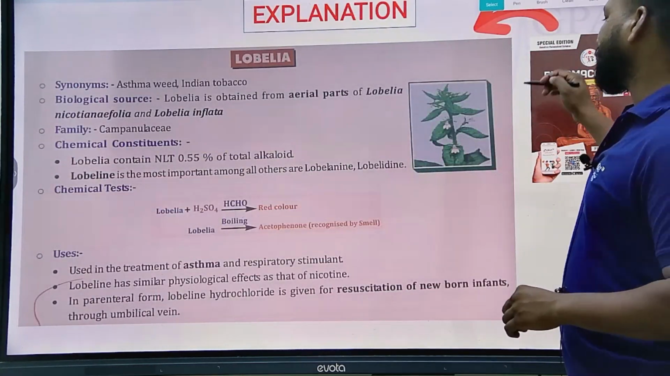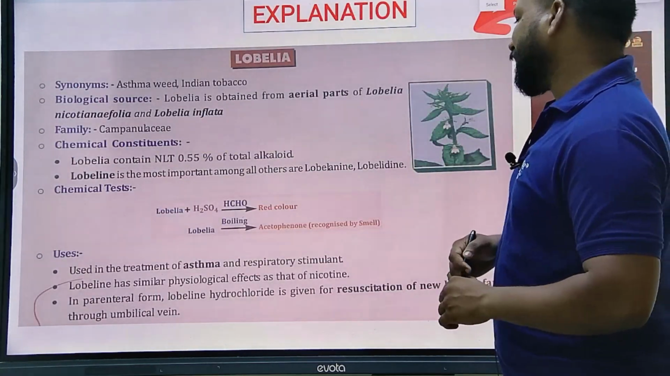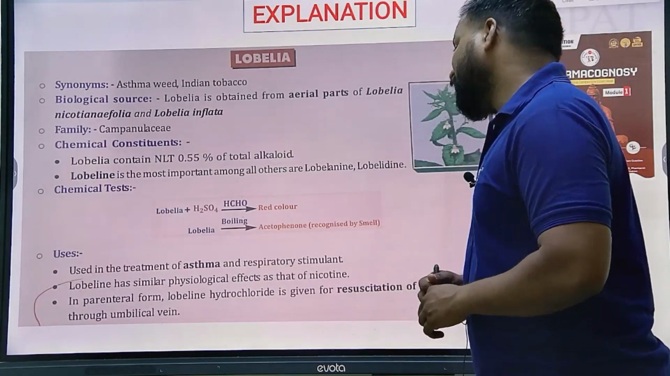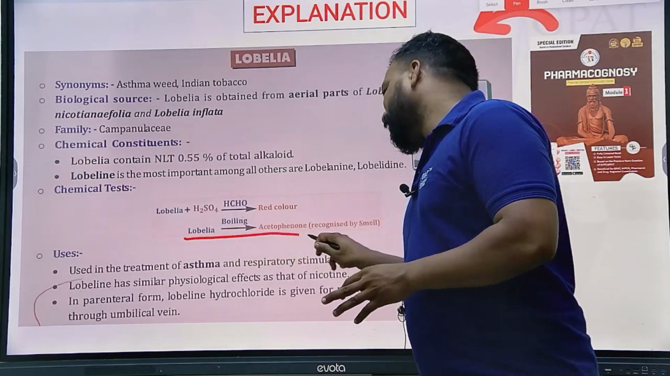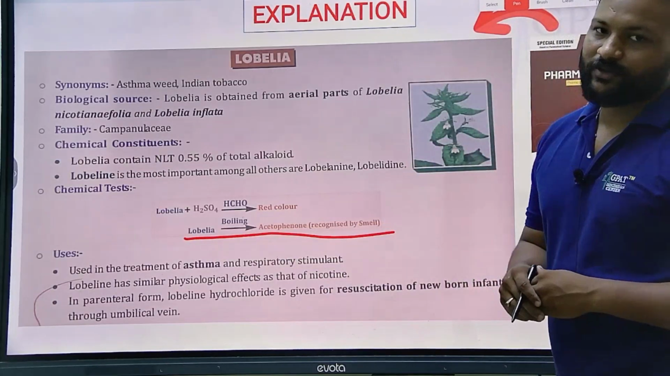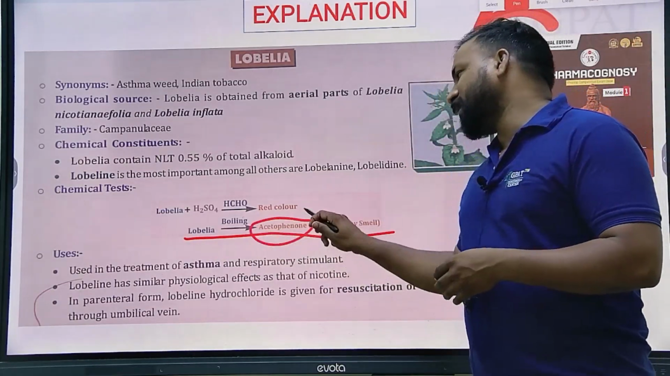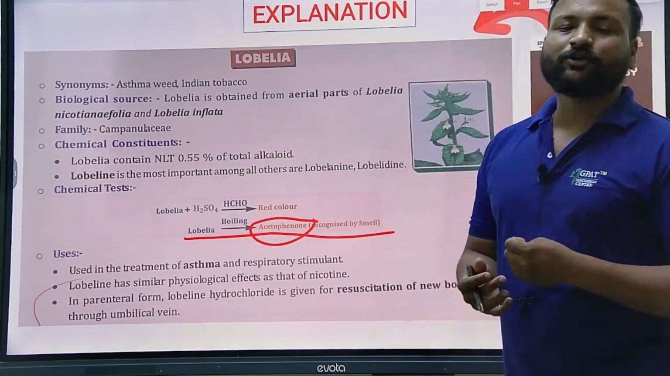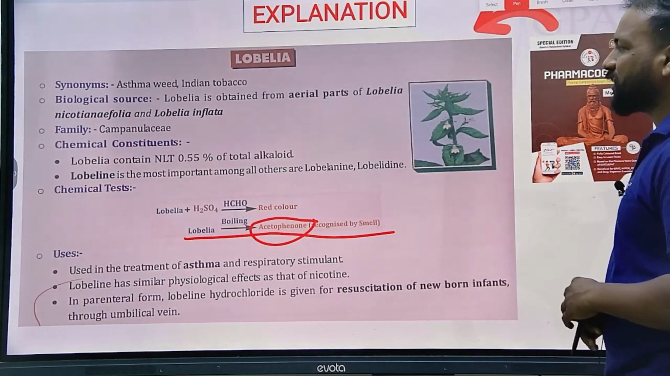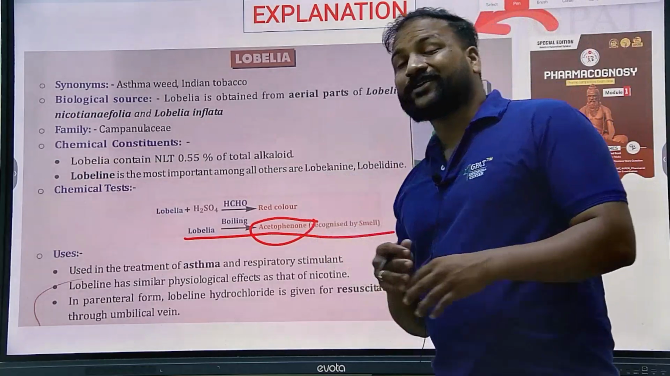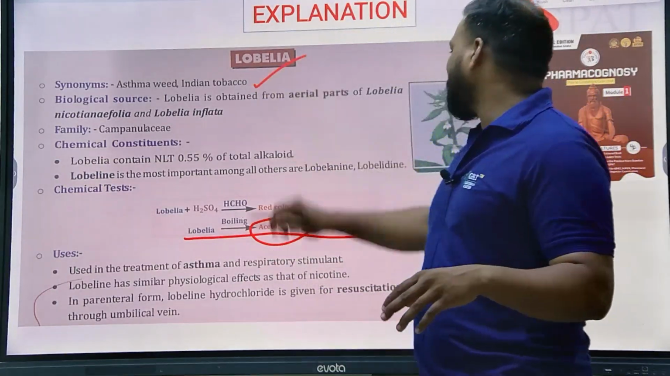And yes, you can see here, a typical odor is obtained especially when lobelia is boiling. Acetophenone is recognized by the smell, so it is a prime indication. If you smell a typical odor when you heat the lobelia, that could be acetophenone, and it's a confirmation for lobelia. Lobelia is known as asthma weed or Indian tobacco. Do remember this synonym, very important.